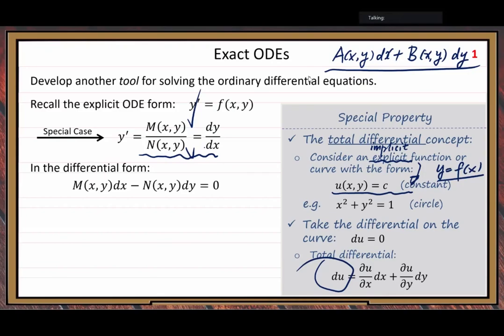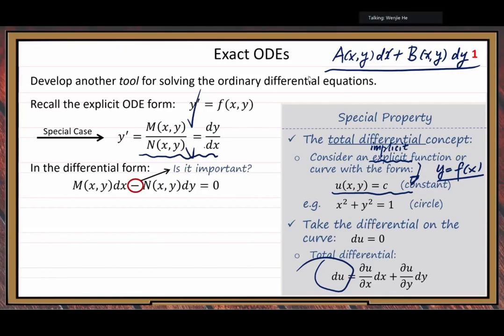That's the point. So now we only consider those capital M and capital N functions such that this left-hand side is a total differential. Then we can solve it. That's this method.